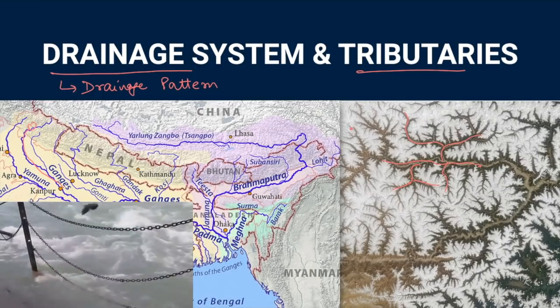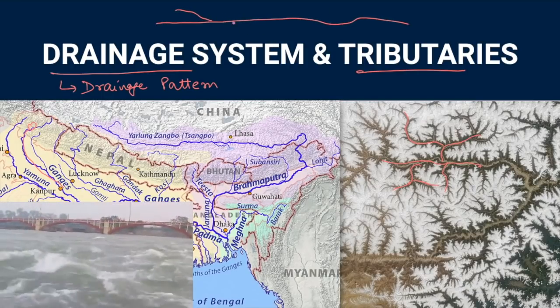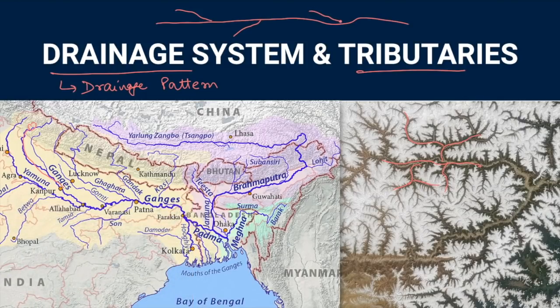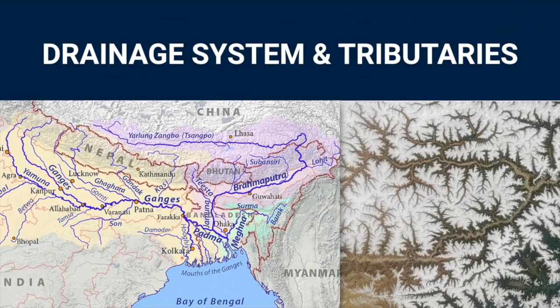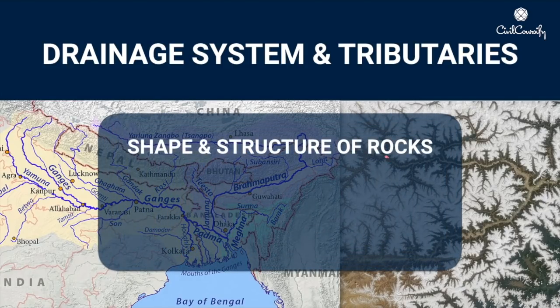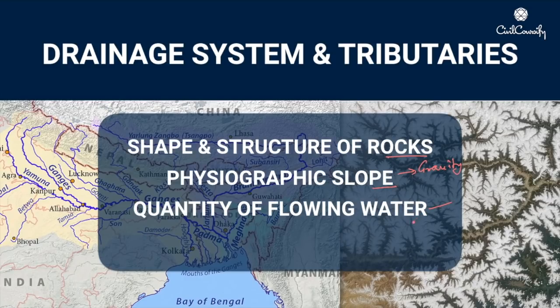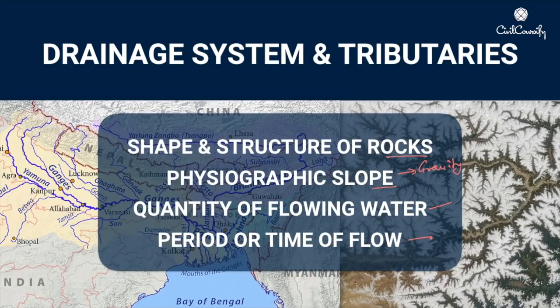If we talk about tributaries, tributaries are smaller streams of rivers that join a larger stream of rivers. So let's say these are small streams of rivers which are joining a larger stream of rivers. So these are tributaries for this larger stream of river. Now the drainage pattern is dependent on four major factors, which is the shape and structure of the rocks. Second is the physiographic slope, deciding the gradient flow, and it is dependent on gravity. The third one is quantity of flowing water. Fourth one is the period or time of flow.